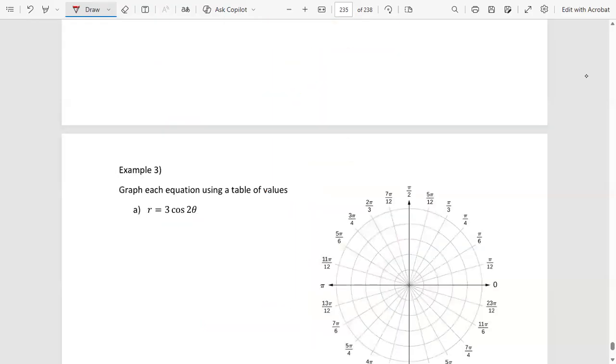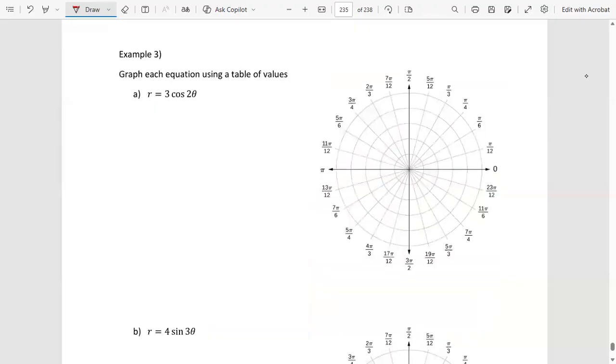Let's look at examples. We want to graph this equation, r equals 3 cosine 2 theta. This equation is a rose curve, and I know n is 2. When n is 2, that means it's even. That means we should have 4 petals. Okay, how can we graph it? We can replace numbers. Again, create a table of values because we're using a table of values. So let's replace numbers for theta and find the r.